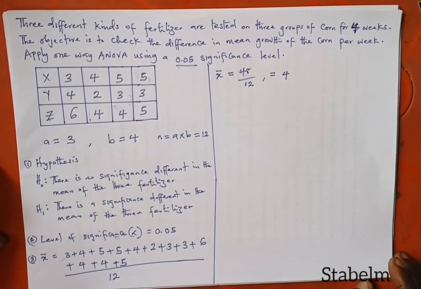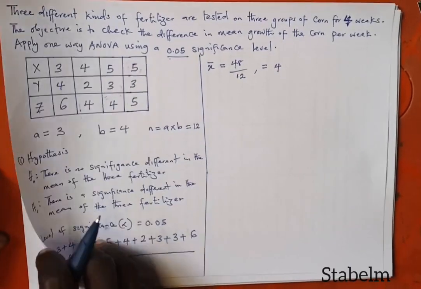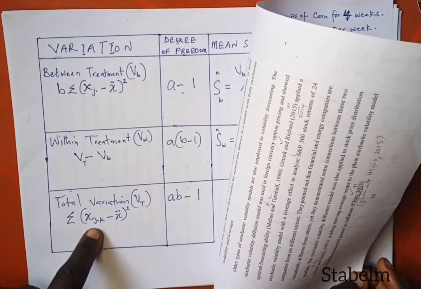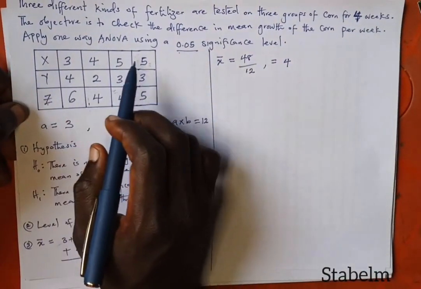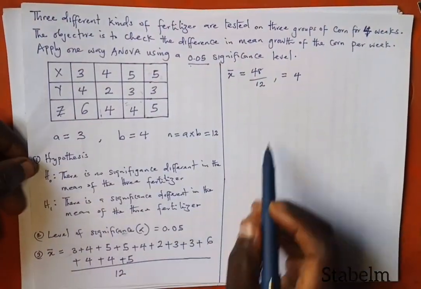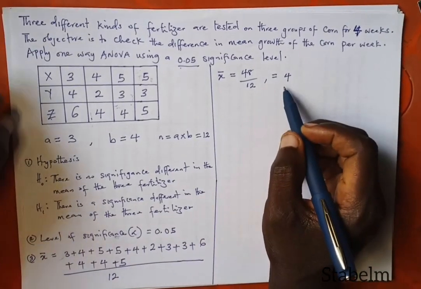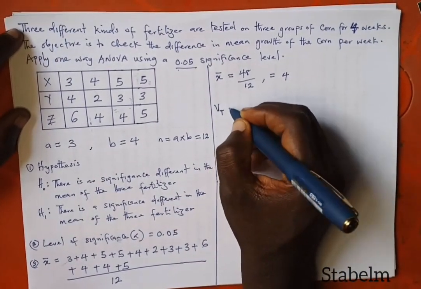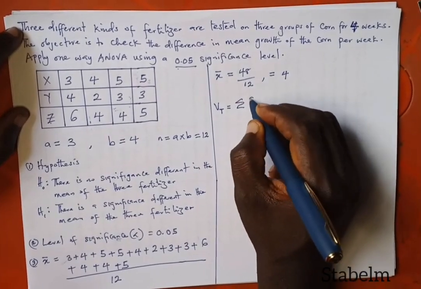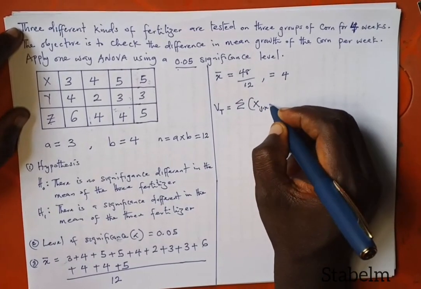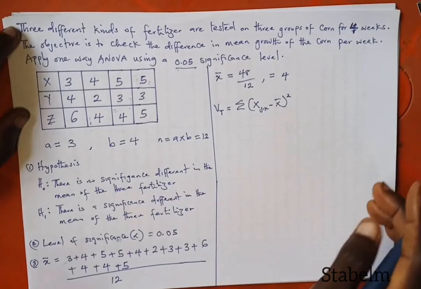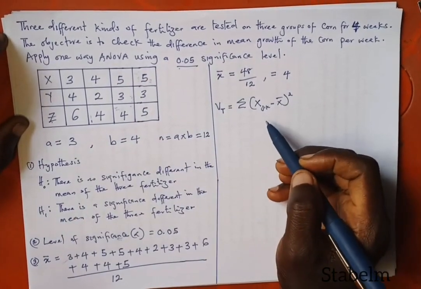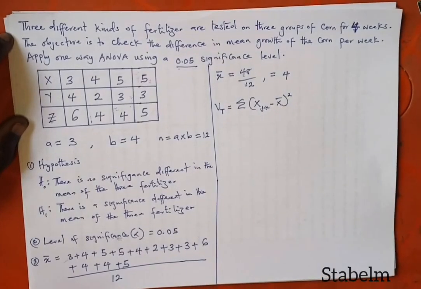Alright. So now we want to apply this formula for the total variation. Xjk here means each value here minus x bar. So each value here, we are going to subtract from this x bar, then we square each. The formula is giving us the summation of xjk minus x bar squared. Now xjk means each value here minus the mean, which is 4. Then we are going to square everything.